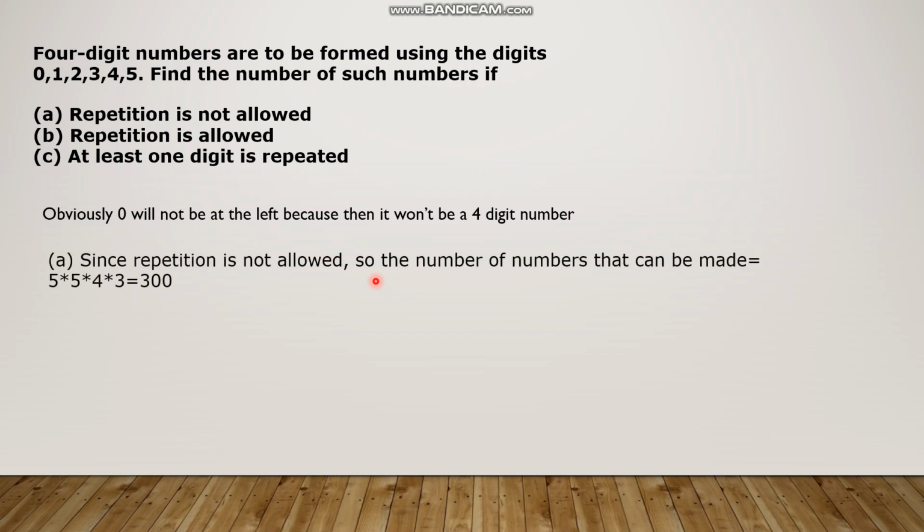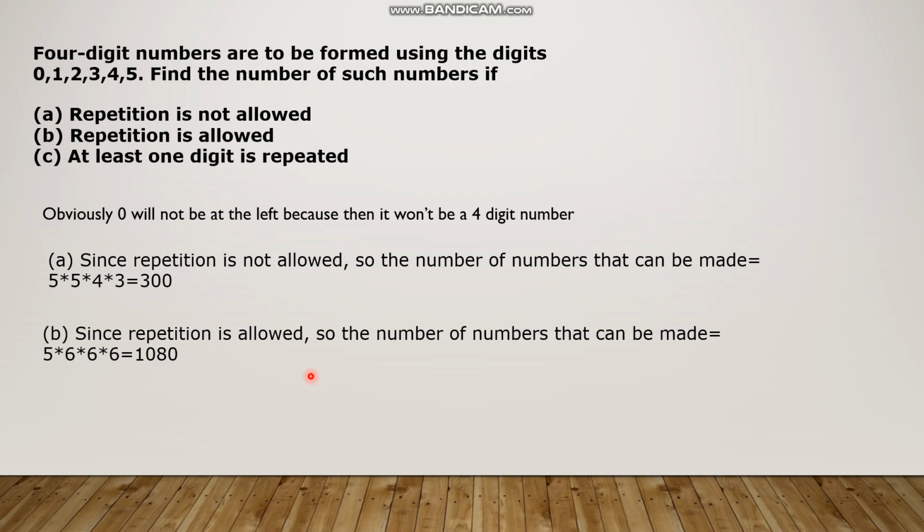So since the repetition is not allowed, for the first place, there are 6 numbers, but still, as I told you, 0 cannot be taken, so there are 5 chances. One number is already taken, so here we have any number other than this number, so again 5 chances. 1 less, 4 chances. 1 less again for the fourth place, 3 chances. So when you multiply, you will have 300 chances.